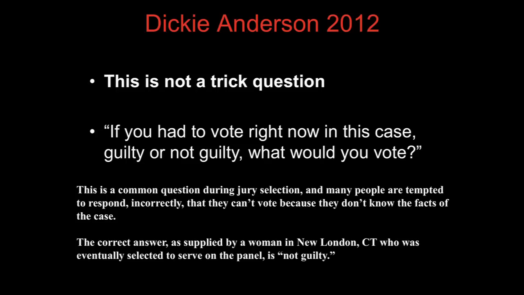It's not a trick question, actually, but this is the common question that's asked during jury selection, and many people are tempted to respond incorrectly that they don't have enough evidence. The correct answer would be not guilty in the United States until proven otherwise.